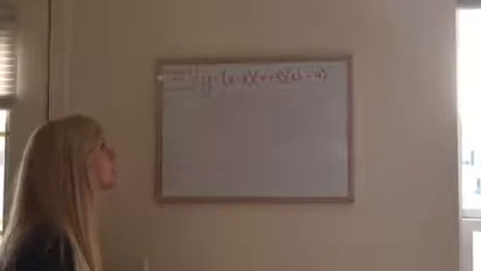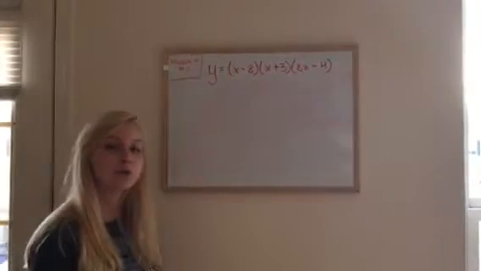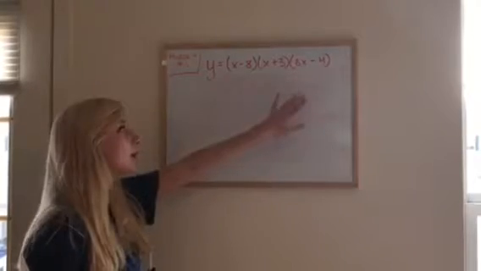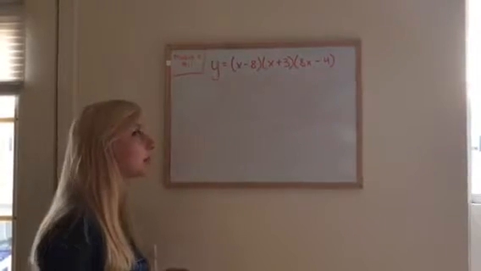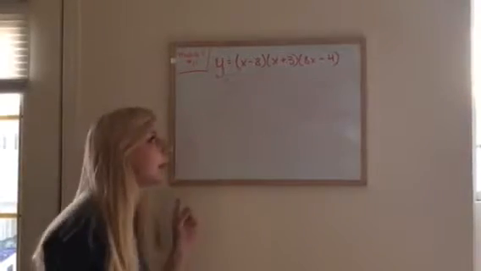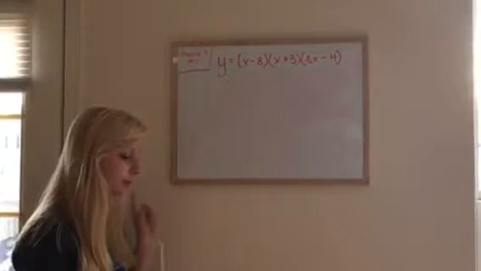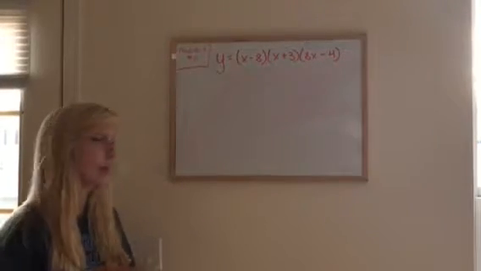So I decided to do question 11 on module 4, and basically with this equation, y equals (x minus 8)(x plus 3)(8x minus 4), we're going to be finding the end behaviors of the graph, the y-intercept, and the x-intercepts.